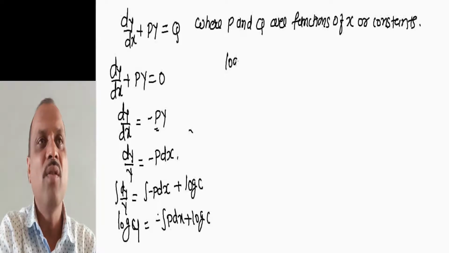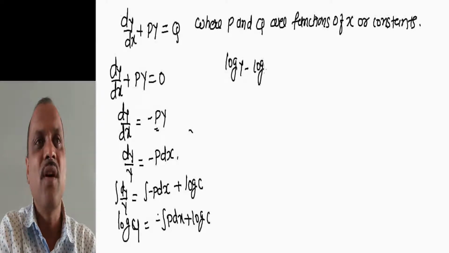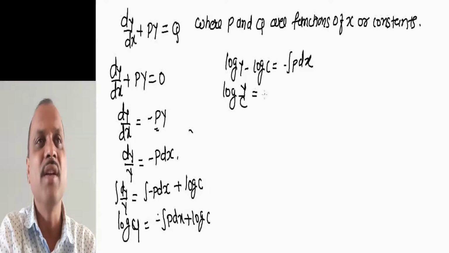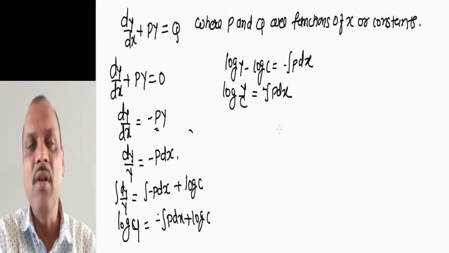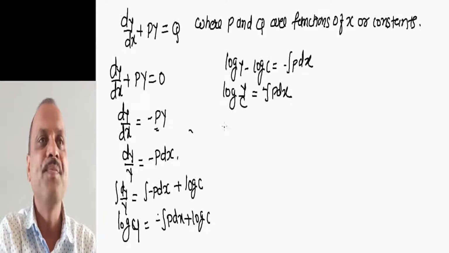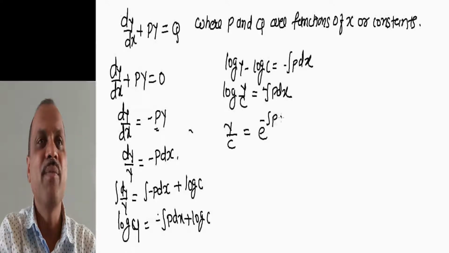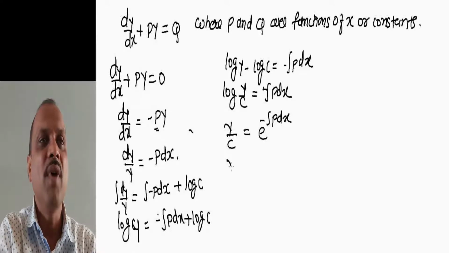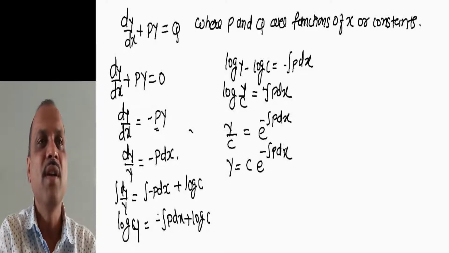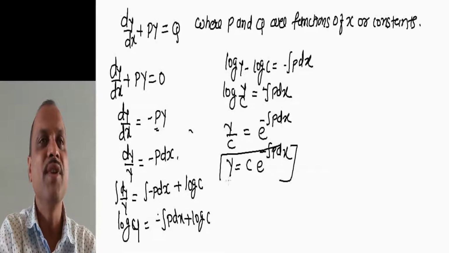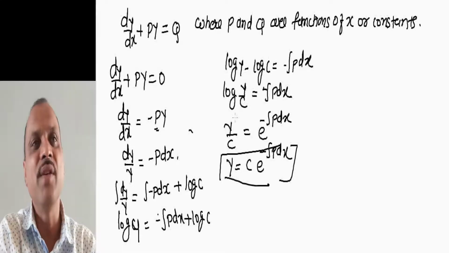Then we have log of y minus log of c equal to minus integration of p into dx, or log of y divided by c equal to minus integration of p into dx. Taking the exponential on both sides, we have y divided by c equal to e raised to minus integration of p into dx, or y equal to c into e raised to minus integration of p into dx. This is the solution of the equation dy by dx plus py equal to 0.